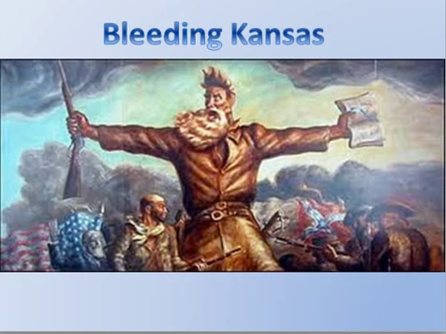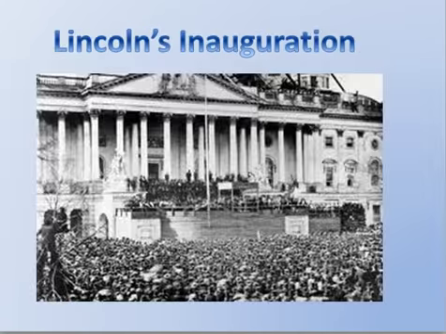Bleeding Kansas. This crazy looking fella here, John Brown, was an abolitionist, and he contributed to Bleeding Kansas. It is essentially this area where Kansas had this idea of popular sovereignty, where the citizens of the state got to decide if it was going to be a slave or a free state. And so there essentially is a bunch of border battles and a bunch of bloodshed between abolitionists and pro-slavery people.